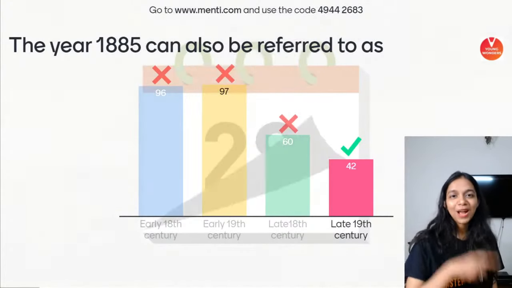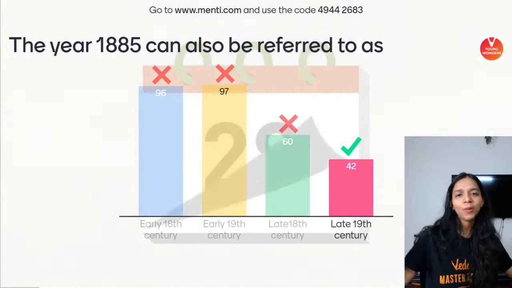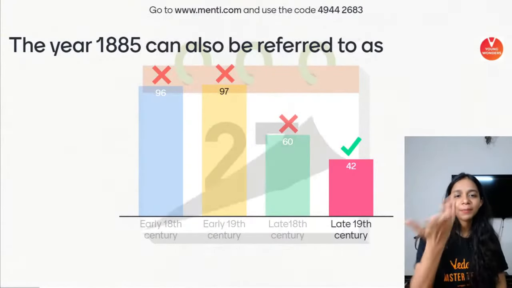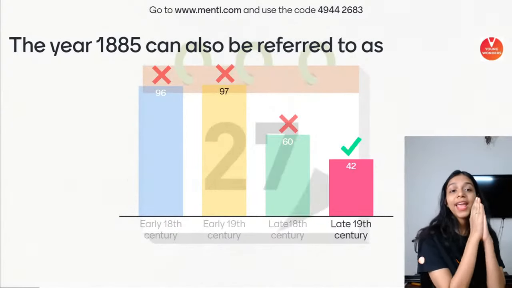Hence proved. You guys were not listening to me when I was explaining. Everyone was like, ma'am, Menti shuru karo. Ab shuru kar diya, and everybody is giving me the wrong answer. What is this? I told you.